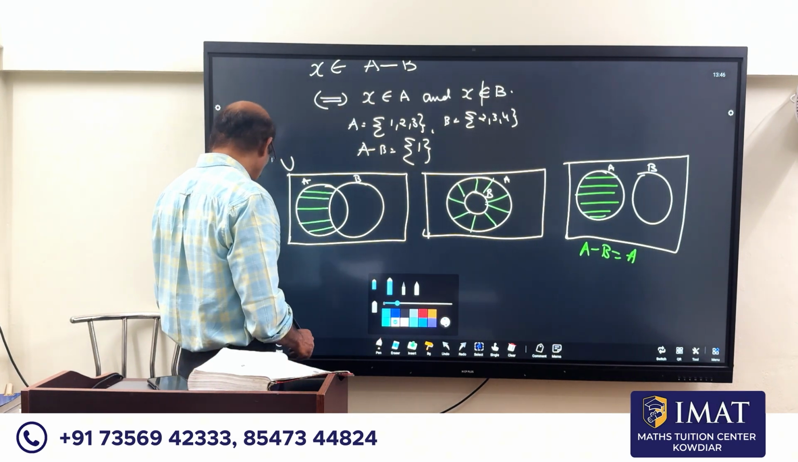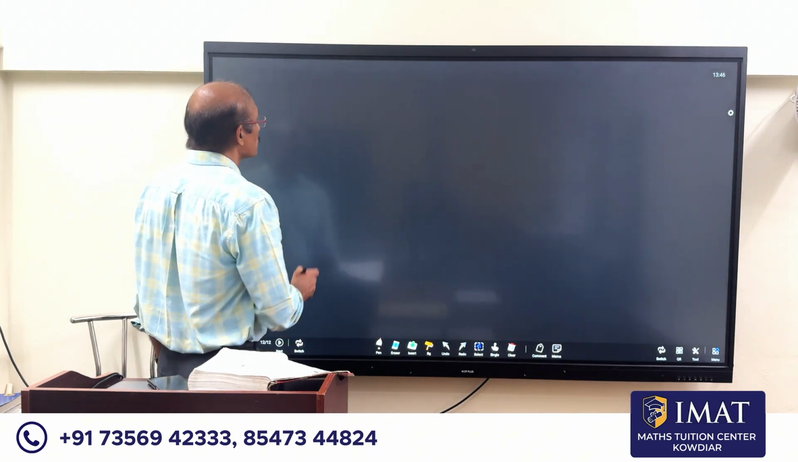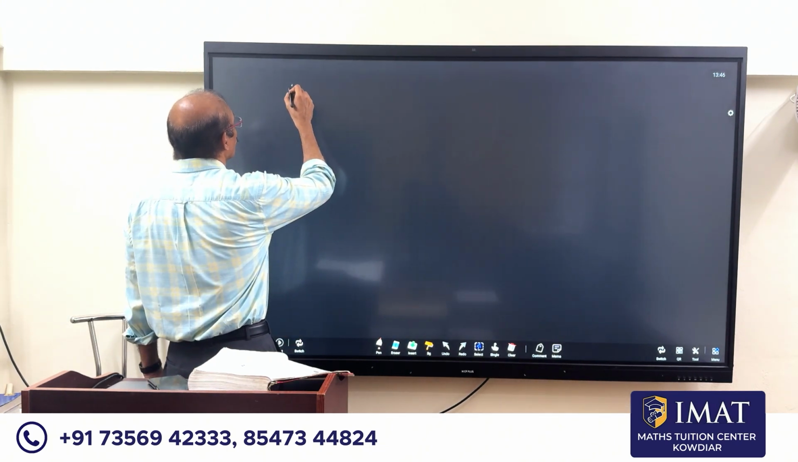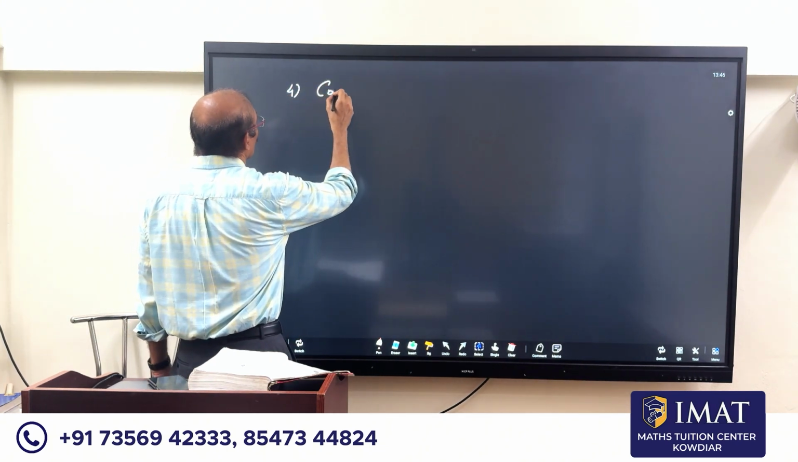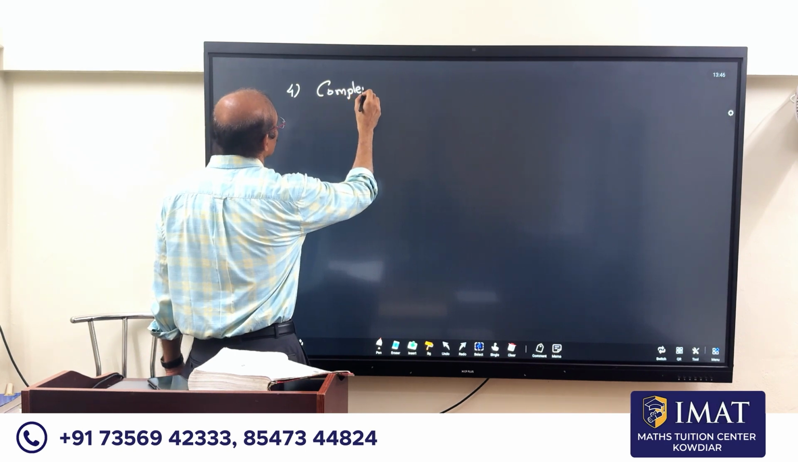Let us come to one more operation. The fourth operation, we call it the complement of a set.